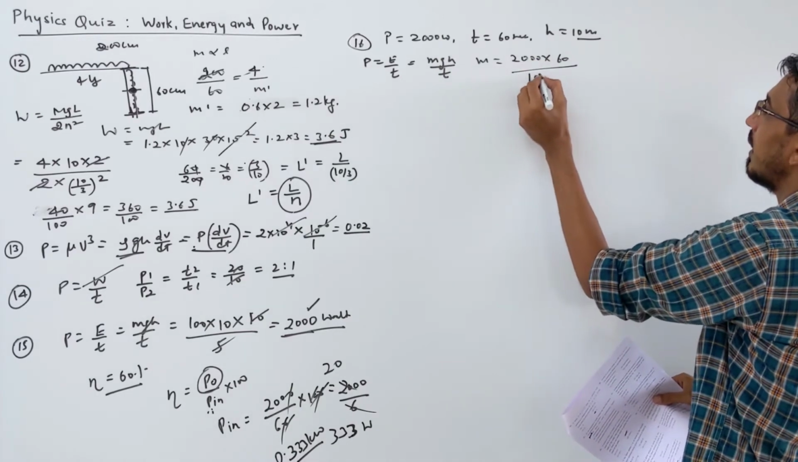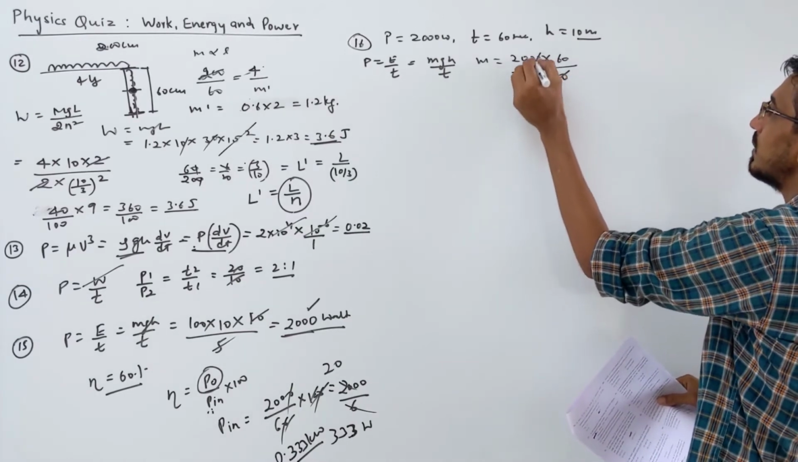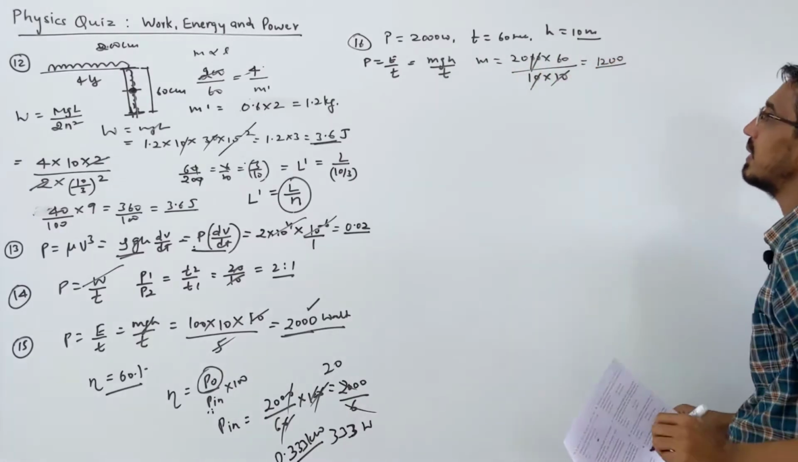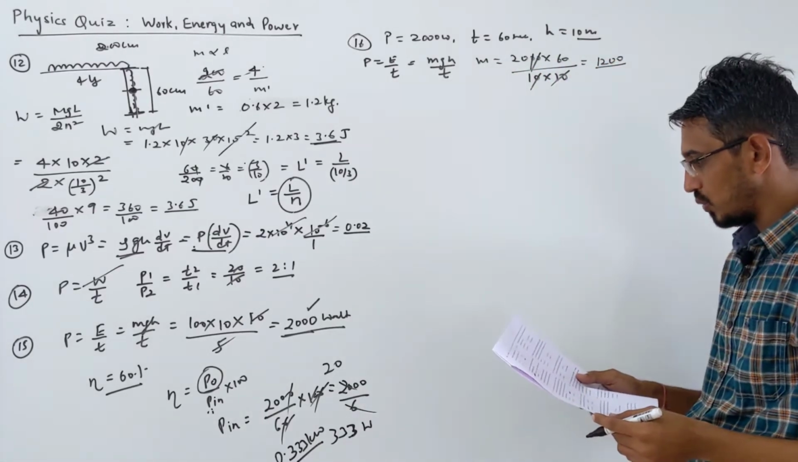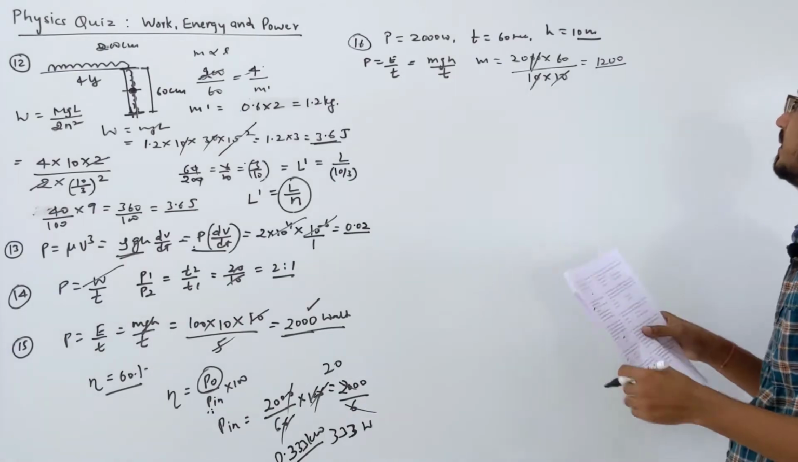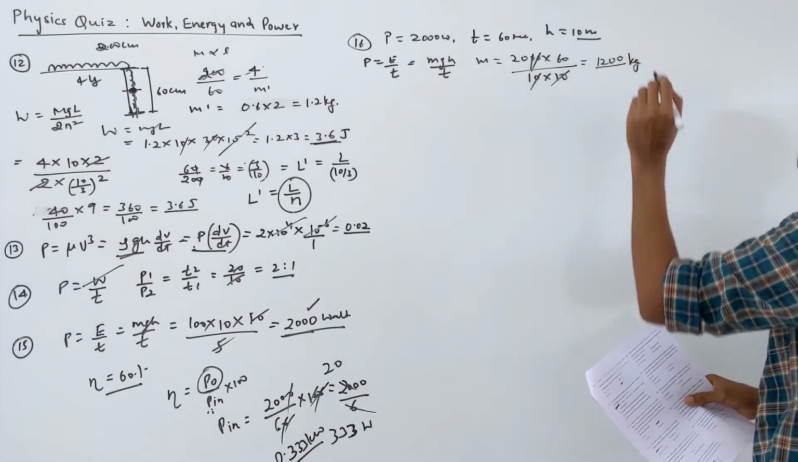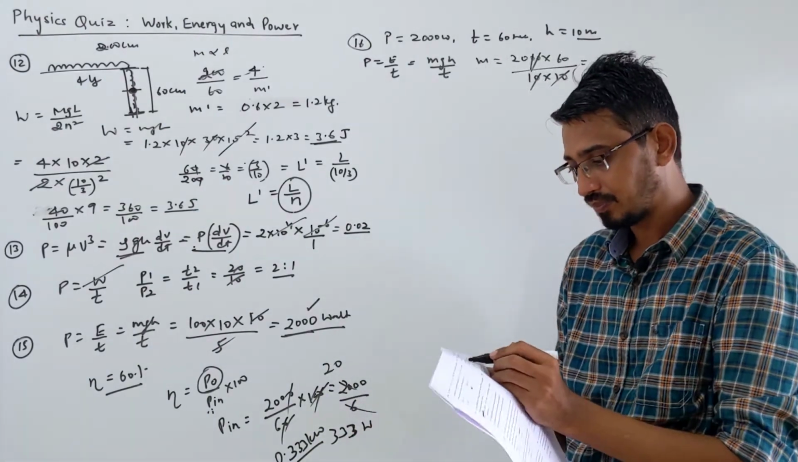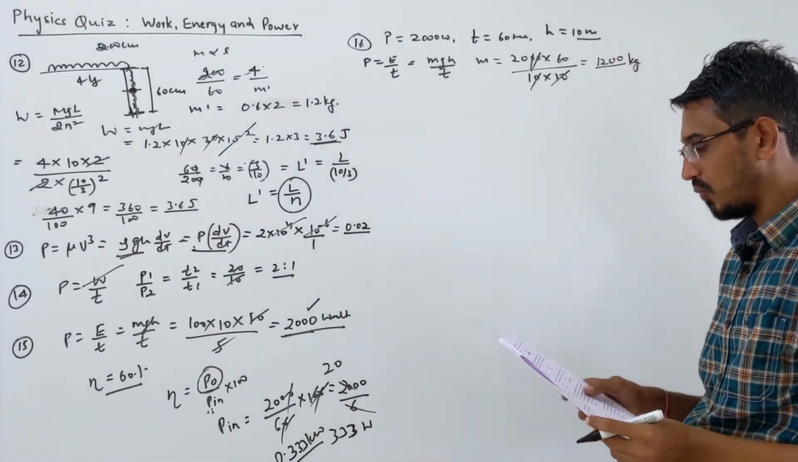g is given 10. h is also given 10. 10 and 10 get cancelled. 6 into 1200. So that is your mass, 1200. That's coming in kg. But for water, 1 kg is equal to 1 liter. Okay. So what is the answer? Delta. Okay, fourth option is correct here.